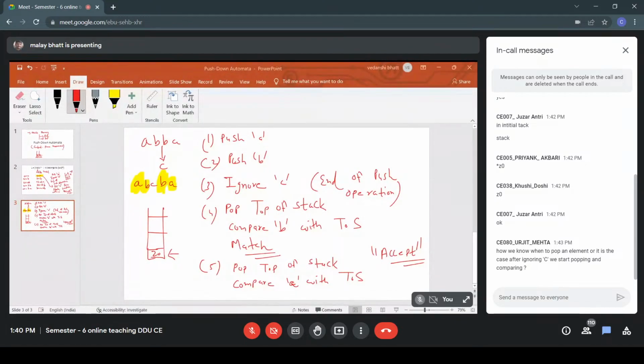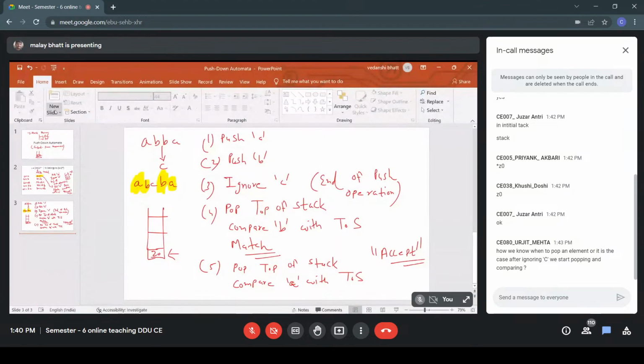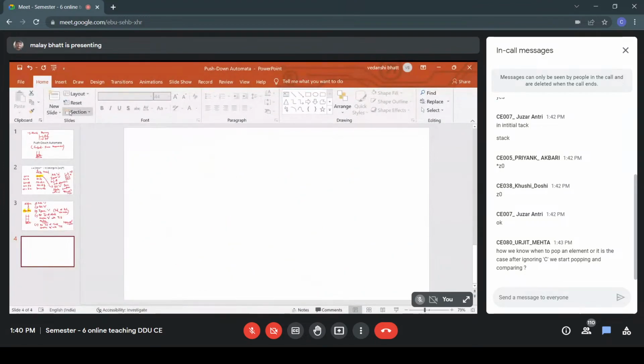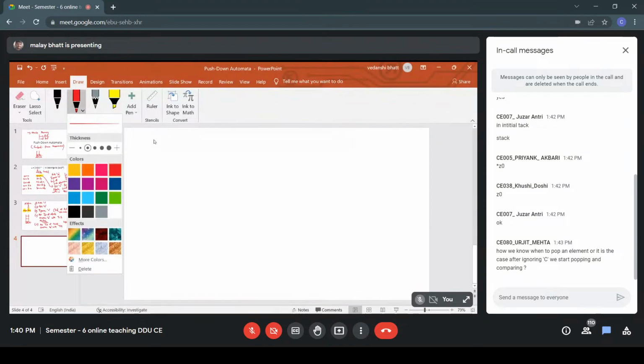But the main thing is how long we should wait for the C. We know that C is a middle symbol, and we know the total length of the string, but in reality we don't know where the middle symbol will come. The length can be anything. So here we have various combinations possible like this.